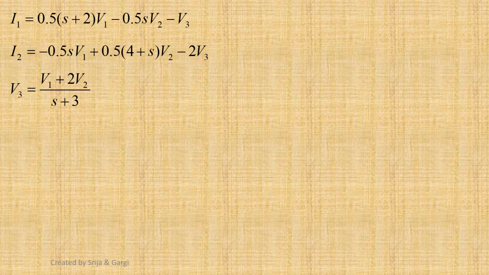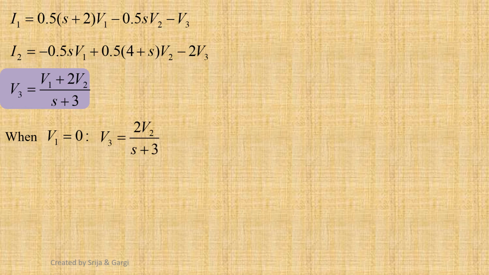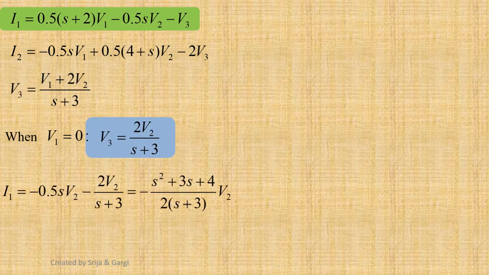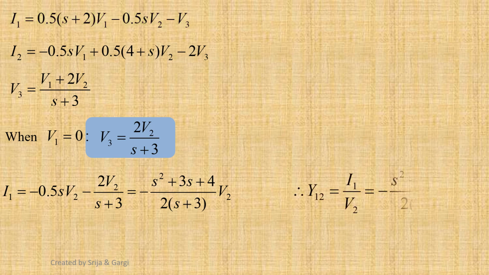When we short circuit the input port, that is V1 equals to 0, from equation number 3 we get V3 equals to 2V2 by (S plus 3). By using this expression in equation number 1, we get I1 equals to minus 0.5 S V2 minus 2V2 by (S plus 3), that is equal to minus (S square plus 3S plus 4) divided by 2 into (S plus 3) V2. Therefore, we get Y12 equals to I1 by V2, that is equal to minus (S square plus 3S plus 4) divided by 2 into (S plus 3).